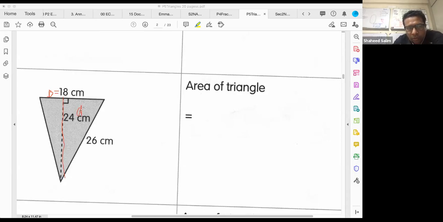So now what you need to do is write the formula for area: half times base times height. This one now is a trick number. They want to trick you. 26 is a trick number. So you write half times base 18, times height 24.